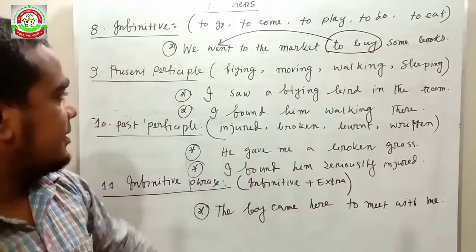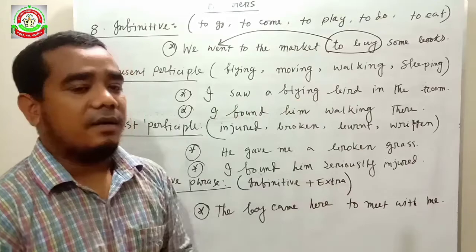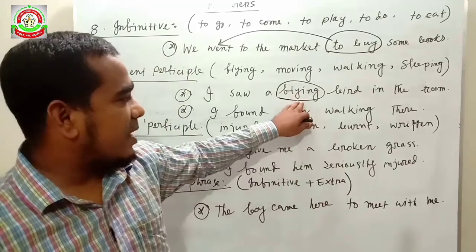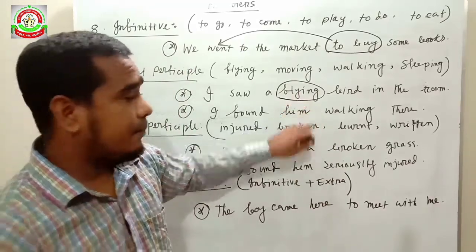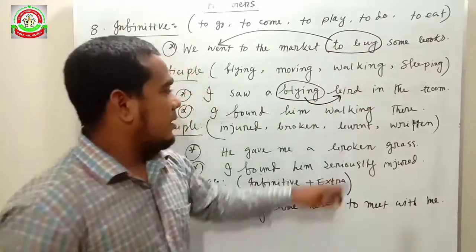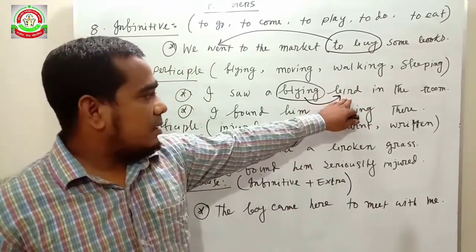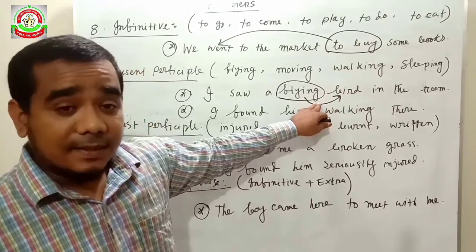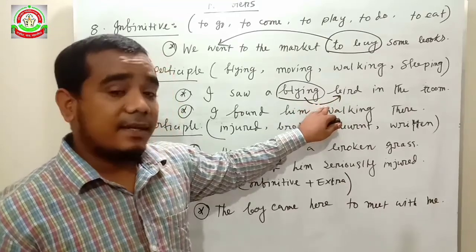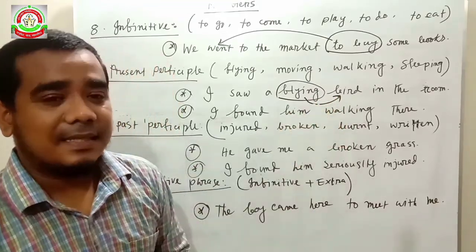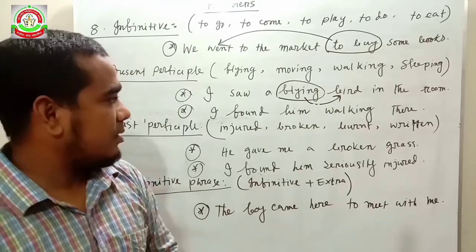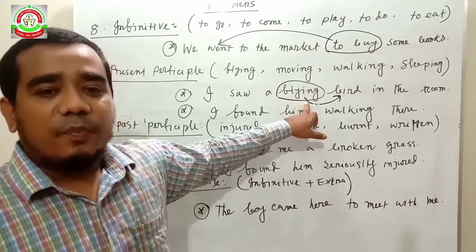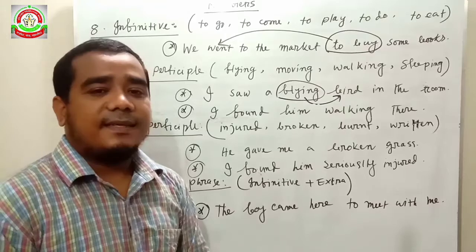I have written two sentences here. I saw a flying bird. Here, flying is a present participle that plays the role of an adjective, giving some information, telling something about the bird. That bird was flying, and this plays the role of an adjective sitting before the noun. At the same time, this flying bird is showing an action. Here this flying is a present participle and it is a pre-modifier.